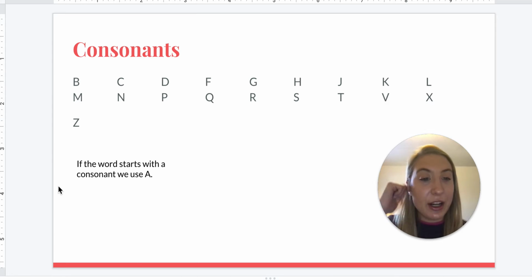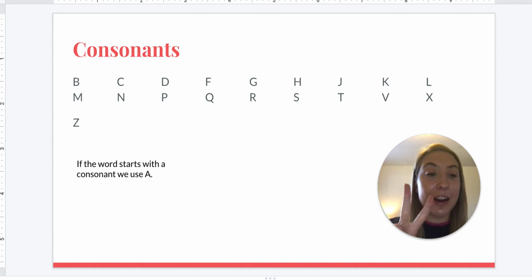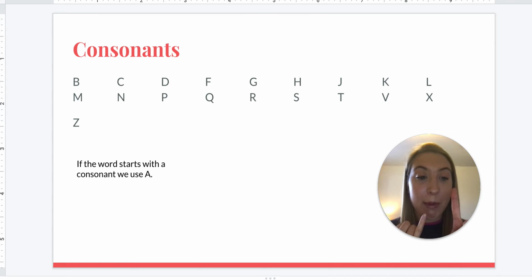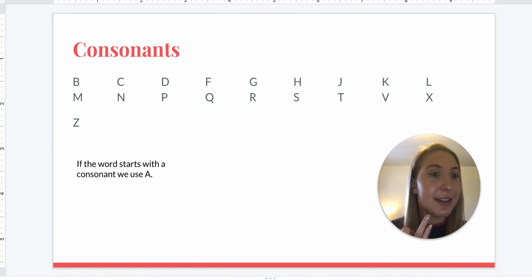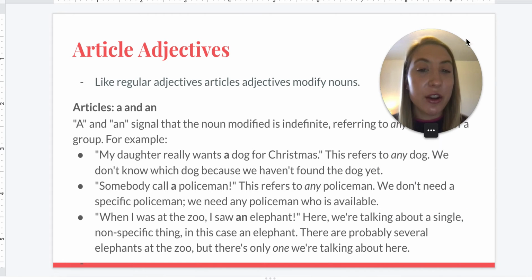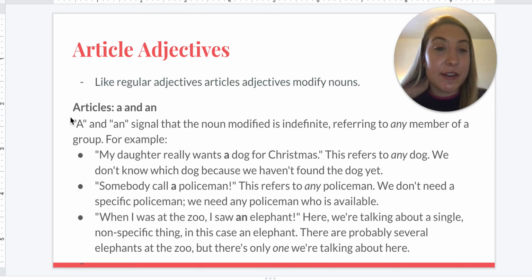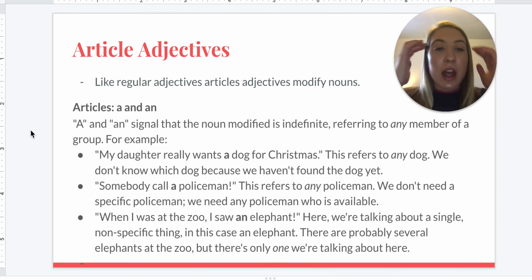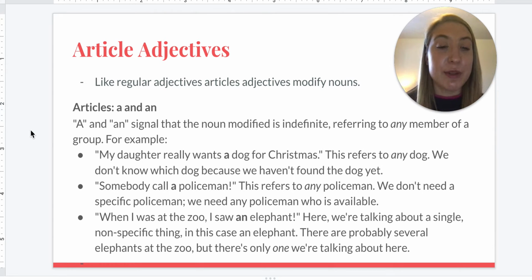So now we're going to read through some examples just so we can see it work in a sentence. Remember, our article adjectives, we use a and an if the noun it's modifying is singular, which means we're just talking about one, and non-specific. We're not talking about a specific thing. So, just like regular adjectives, article adjectives modify our nouns. And they're called indefinite, which means they refer to any member of a group.